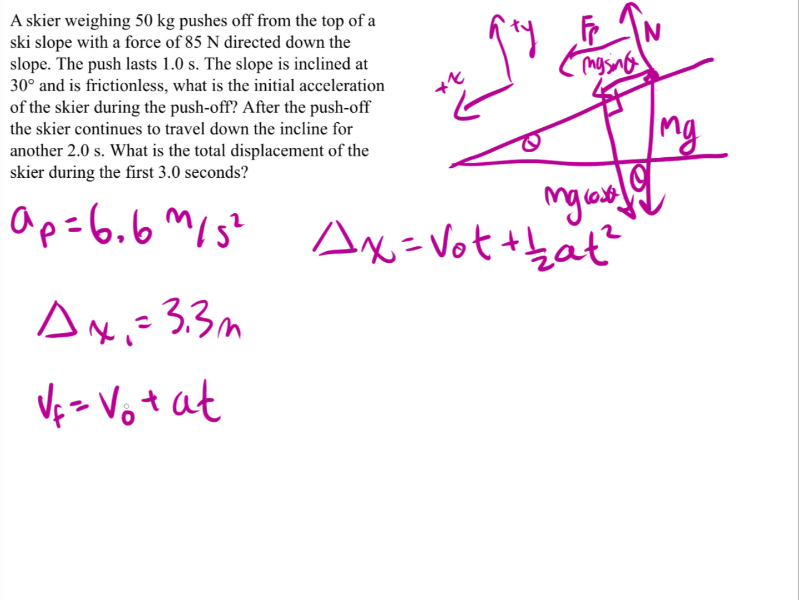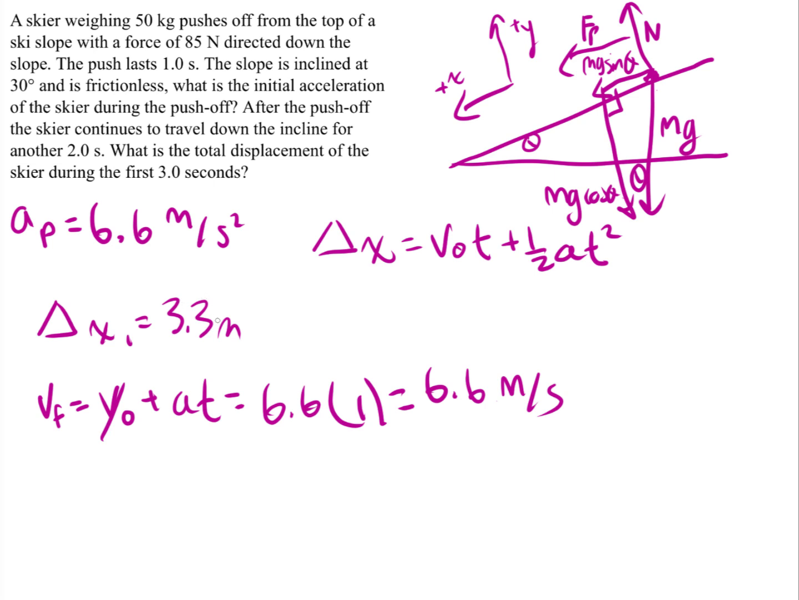Again, the initial velocity is 0 since he starts by pushing himself off, so we can ignore that. So the final velocity is simply equal to the acceleration times the time. This is simply equal to 6.6 meters per second squared times the time of 1 second, which gives you a velocity of 6.6 meters per second. And so this is his velocity at the end of 1 second. So after 1 second of traveling, he has a velocity of 6.6 meters per second.